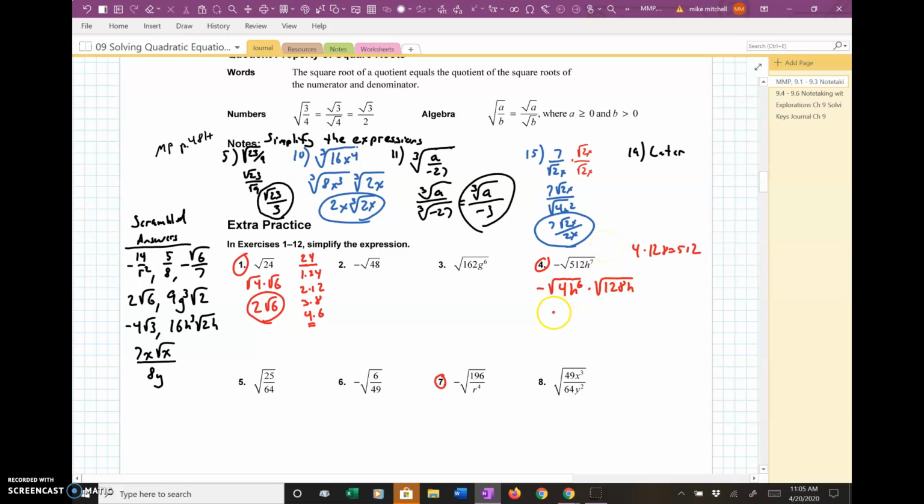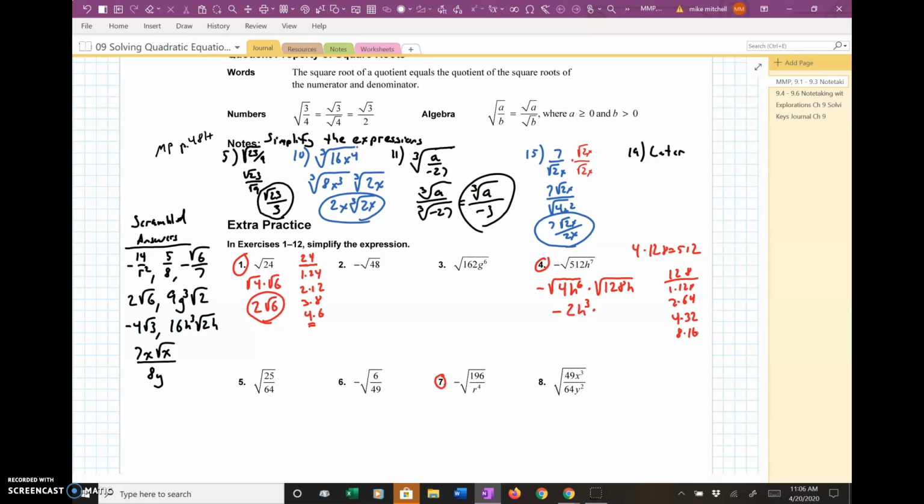Now this is going to be negative 2h cubed times square root of 128h. Well, 128, I can still take the square root of that. Now, hey, I'm getting a little bit better with 128. I can list out all my factors of 128. I got 1 times 128, 2 times 64. Hey, I recognize 64. 3 doesn't go in there. 4 times 32. 5 doesn't go in. 6 doesn't go in. 7 doesn't go in. 8 times 16. And I don't think we have anything else there.